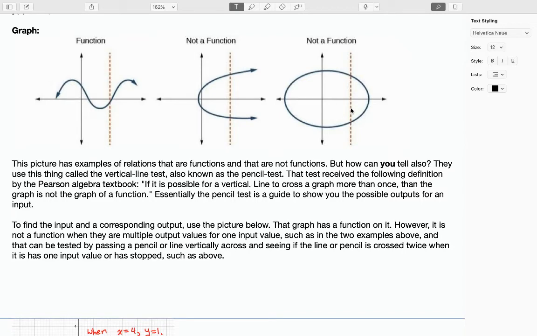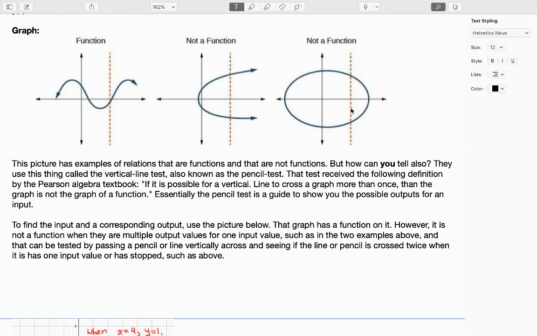So that thing is a vertical line test, also known as a pencil test. That test received the following definition by the Pearson Algebra textbook: If it is possible for a vertical line to cross a graph more than once, then the graph is not the graph of a function. So essentially, the pencil test is a guide to show you the possible outputs for an input.